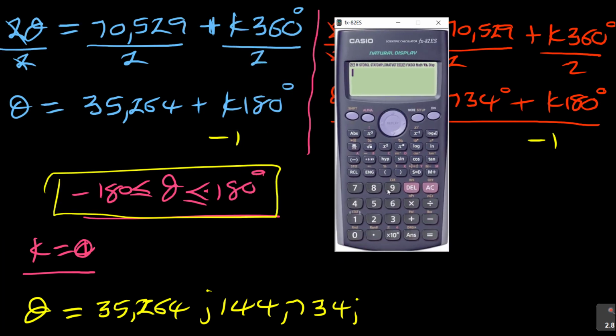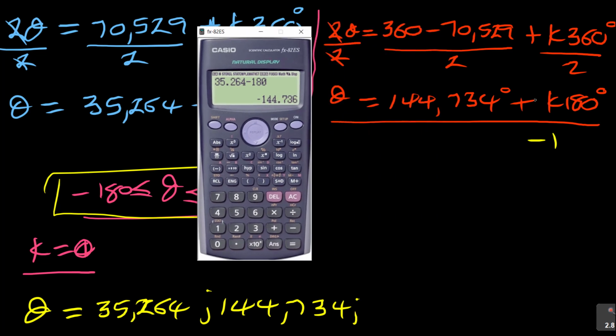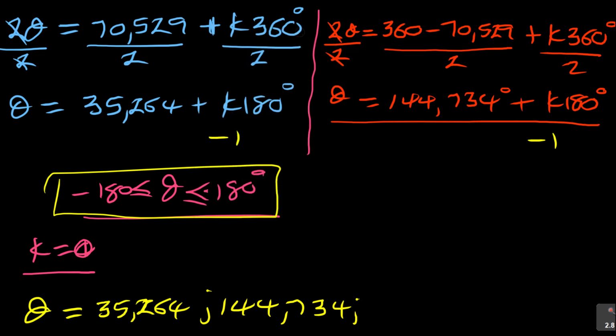So those will be the answers. It's 35,264 minus 180. It gives me that one, which is negative 144. See that on the first one, and then it's part of the values even here. It's 144,734, and then you say minus 180. It will give me the negative value of that, which is negative 35. So those are the values.